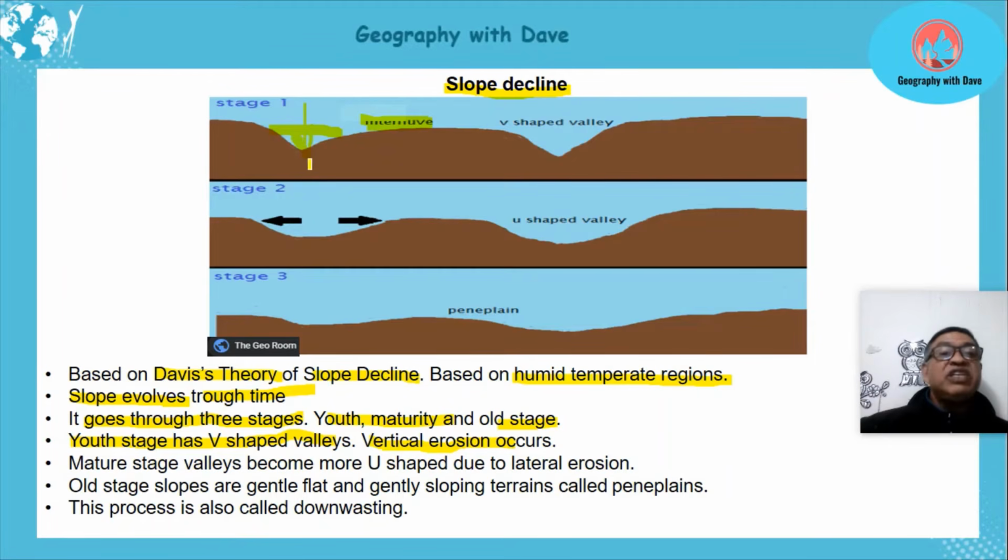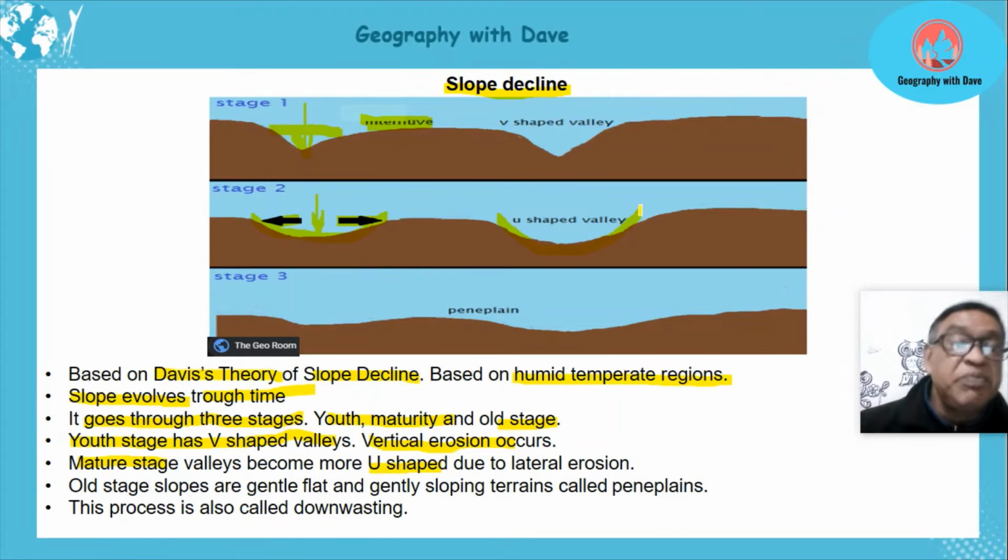Now, as it accumulates material that's being transported and it gets a little into the next stage, which is your mature stage, the valley becomes more U-shaped because now we're not only getting vertical, we're getting lateral. All the material being carried is now eroding in a lateral fashion, horizontal, okay, eroding into the landscape. So what's happening now? It's more U-shaped. Can you see? U-shaped valley.